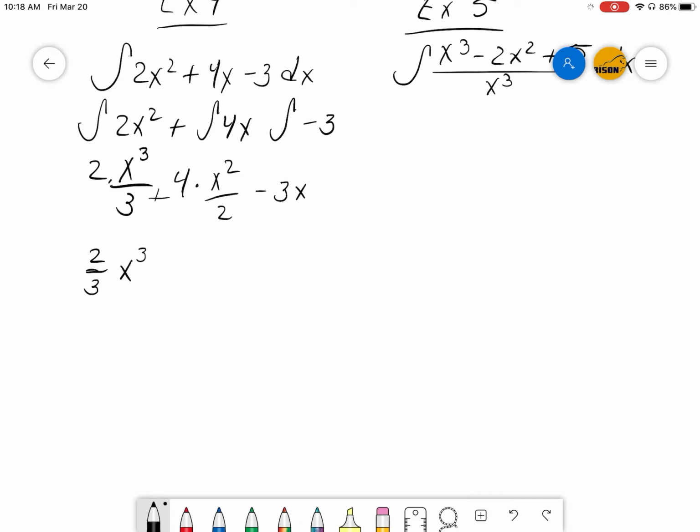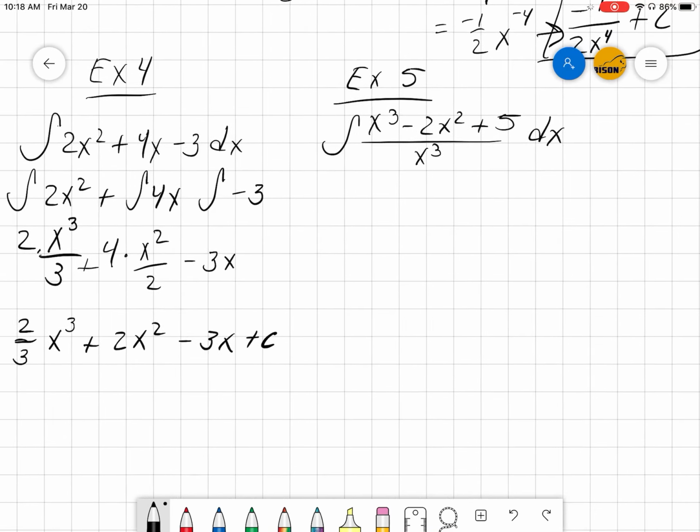I'm going to go with 2/3 x cubed. In the second part, 4 over 2 is going to reduce to 2, so I can really just say plus 2x squared minus 3x. I can't forget to plus c because that is the correct thing that we have to add on. Remember, plus c goes on any integral because it is always there. Could have always been a whole number at the end.